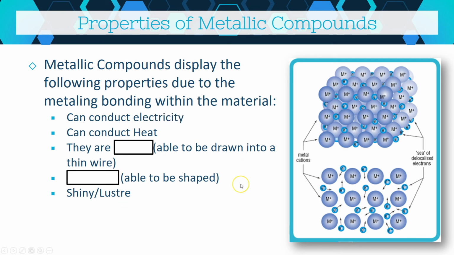First of all, they can conduct electricity. Remember, electricity needs free moving charged particles, and our metallic compounds have all these electrons floating around, free to move, and they happen to have a negative charge. So that's why we use metals when we conduct electricity, because they're really good at it because of that sea of delocalized electrons. In a similar way, they're able to conduct heat because they've got particles that can move.